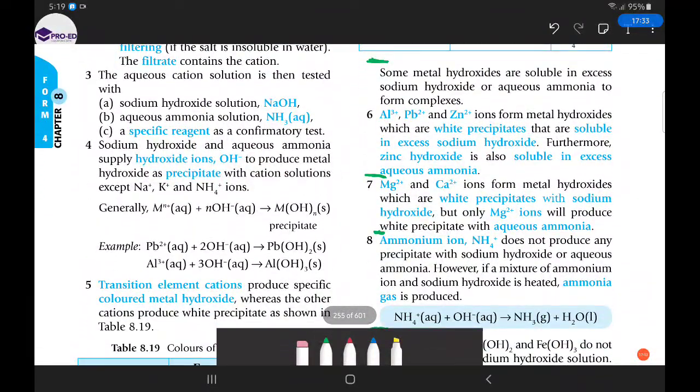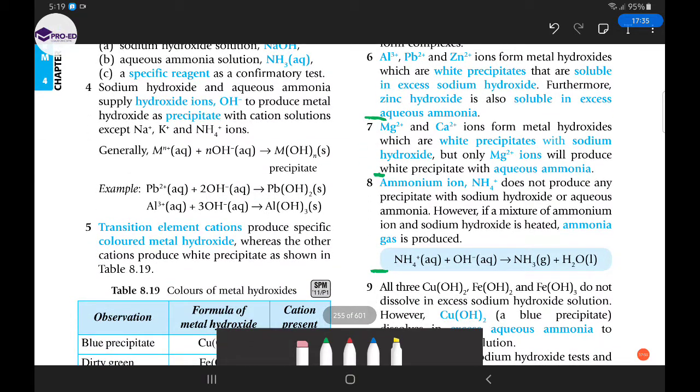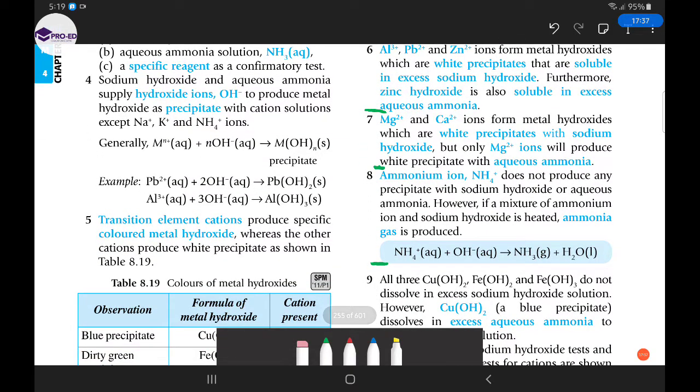Now we're going to go to number 6, further narrowing down. Aluminium, lead, and zinc ions form metal hydroxides, which are white precipitates. However, these white precipitates are soluble in excess sodium hydroxide solution. And if you want to narrow it down further, zinc hydroxide will also be soluble in excess aqueous ammonia solution.